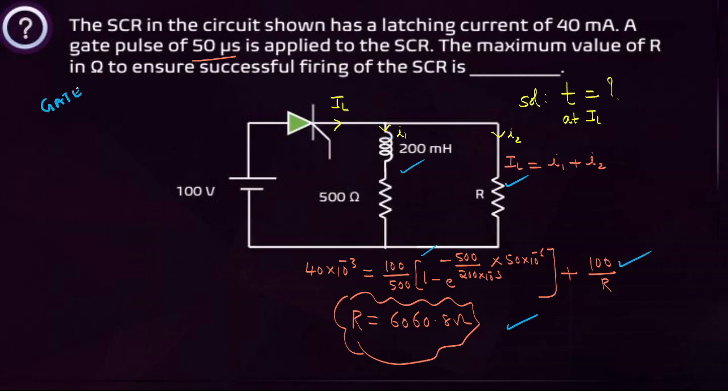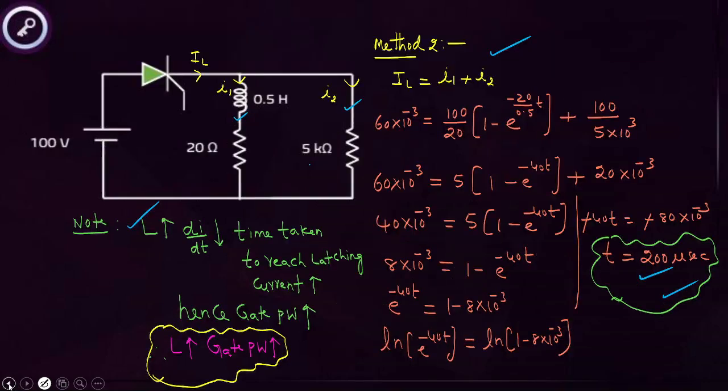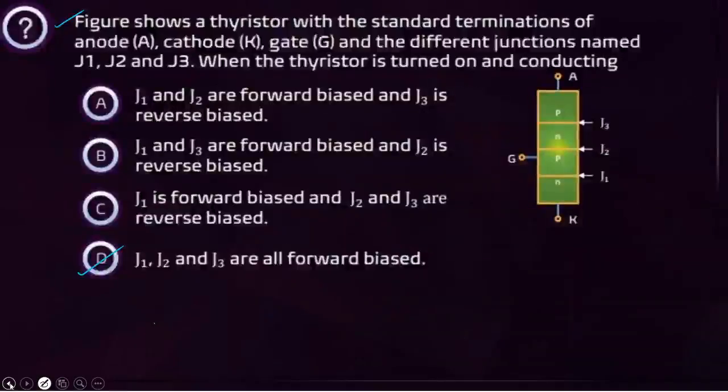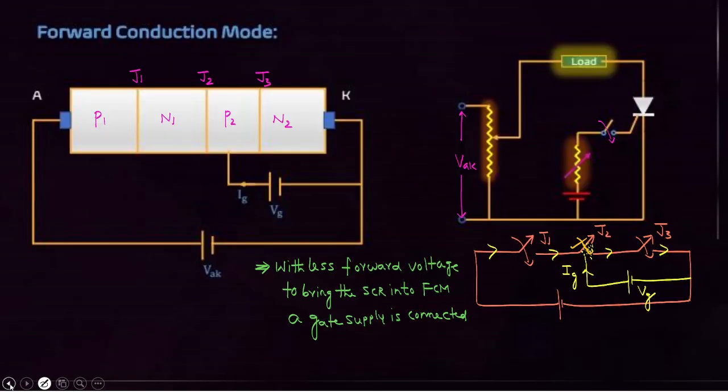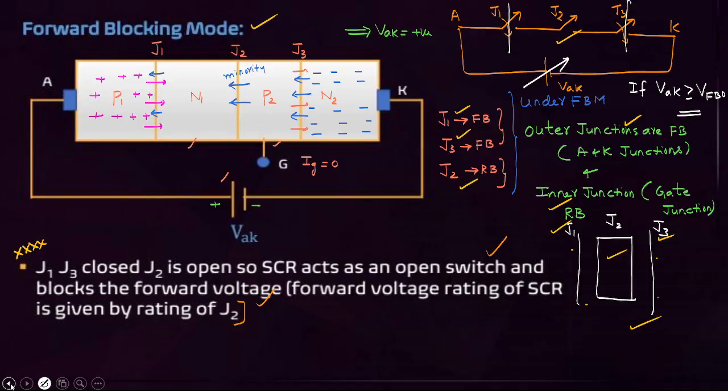This is an important model. This model also, and the previous model also, are important. This is about the static VI characteristics of SCR, and from that, the modes of operation and how to solve the problems. But here you have to concentrate on the latching current level and holding current level from the static VI characteristics, which I told already.